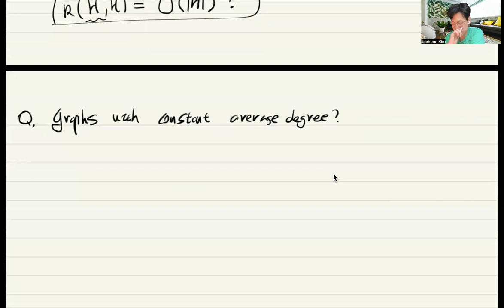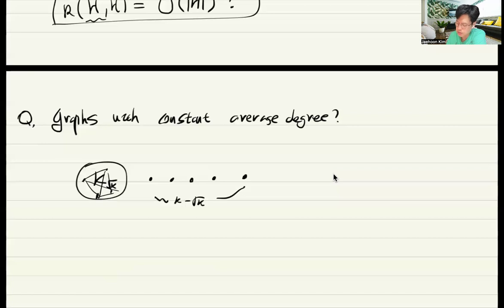However, this alone is not enough, because you could consider the square root of k vertices, and you put all the edges between them. So this is a clique. And there are k minus square root of k many isolated vertices. Then what's the average degree? So this has k vertices.